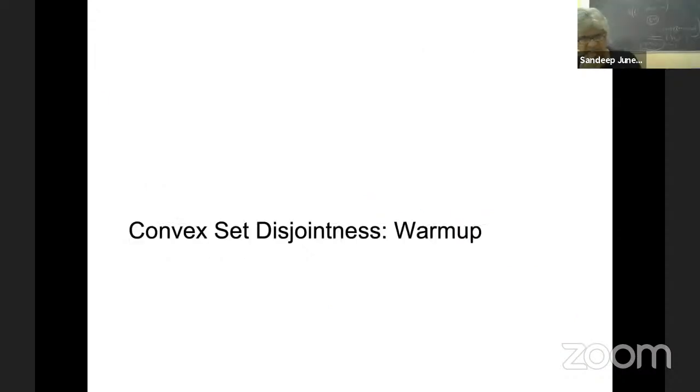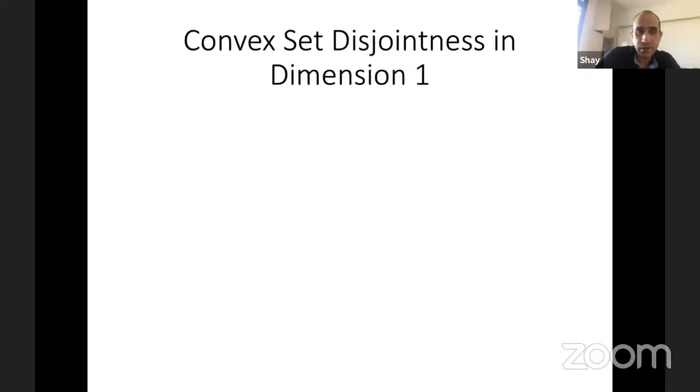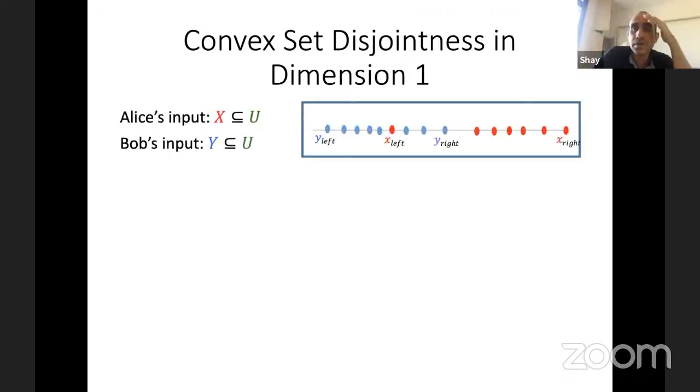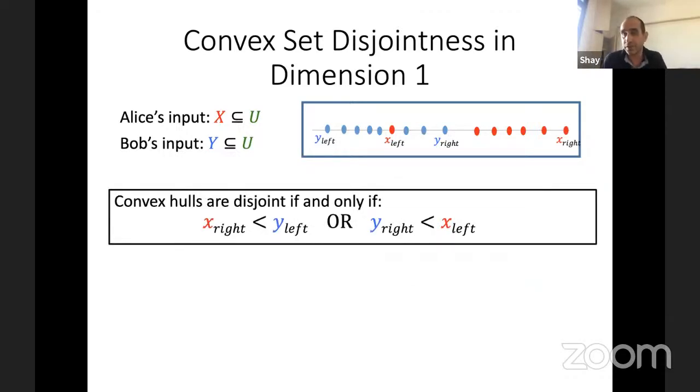Okay, so let's do a quick warm up. Let's think about this problem in one dimension, on the real line. Here Alice gets red points on the real line, and Bob gets blue points on the real line. What are the convex hulls of these red and blue points? These are just the minimal intervals that contain these sets, right? So basically, the convex hulls, or the intervals, are disjoint if the interval of Alice is to the right of the interval of Bob, or vice versa. Namely, if x_right is less than y_left, or y_right is less than x_left, where x_right, x_left, y_right, y_left are the extreme points in their inputs.